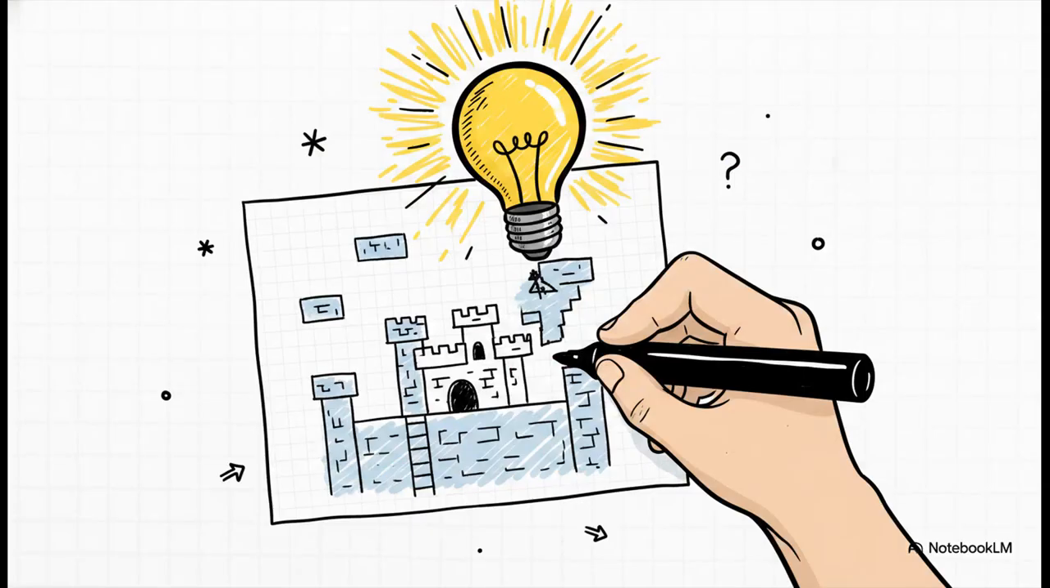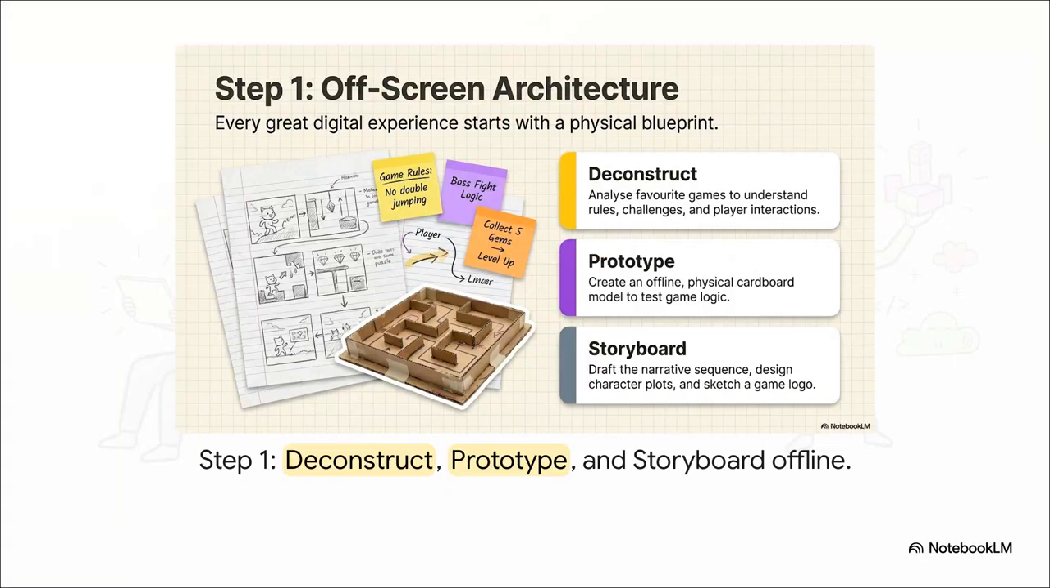Let's break down Phase 1, ideate, or off-screen architecture. Because let's face it, every truly great digital experience starts out in the physical world. I absolutely love this step. Students first deconstruct their favorite games to really understand the rules and player interactions. Then, they build physical cardboard prototypes to literally test that logic with their hands. Finally, they storyboard, drafting the narrative, designing character plots, and sketching game logos right on paper. They map out the logic before they even log in.